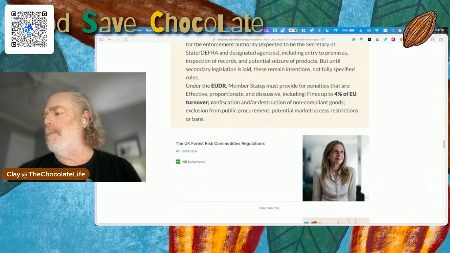Under the EUDR, member states must provide for penalties that are effective, proportionate, and dissuasive, including up to 4% of EU turnover, confiscation and destruction.